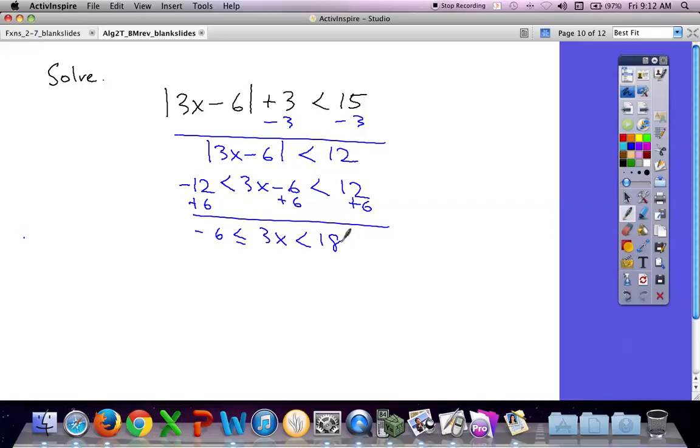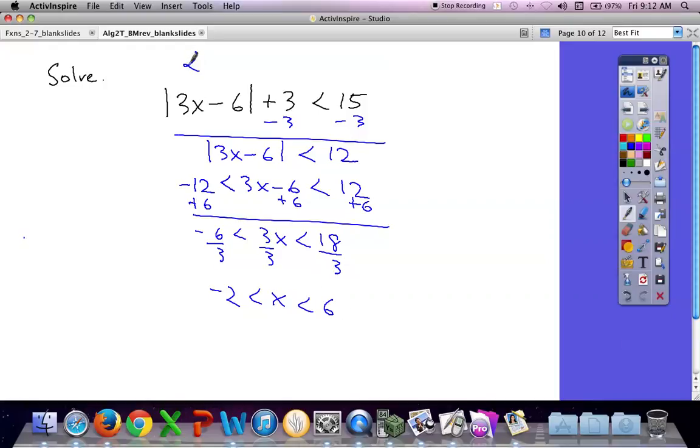Then what? It's not less than 18. Thank you. Mistake. Then you're going to divide by 3. So this is negative 2 is less than x is less than 6.